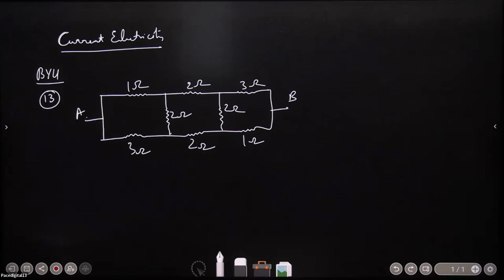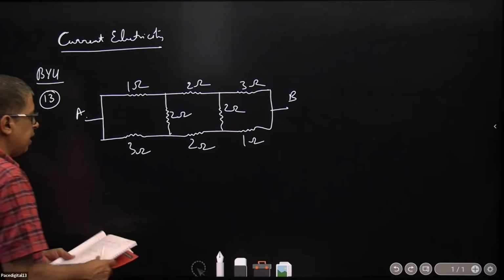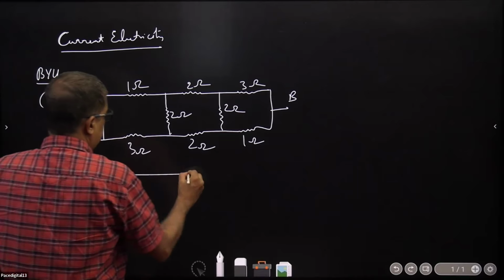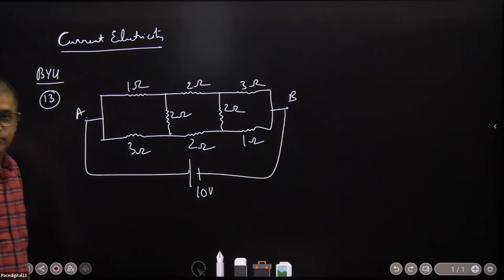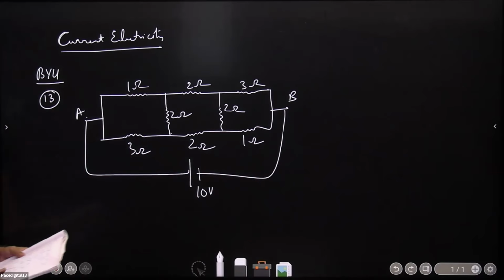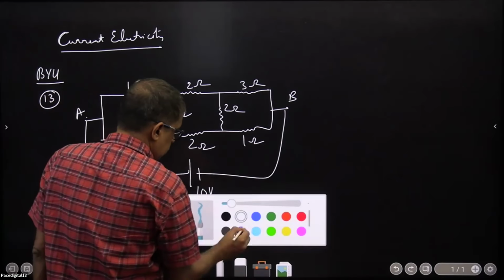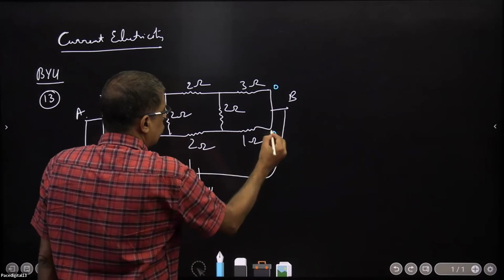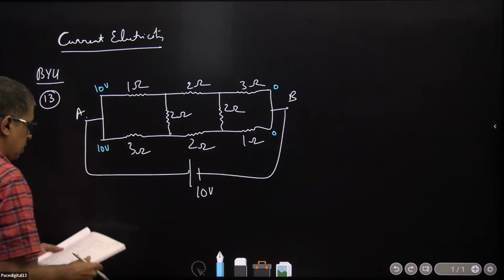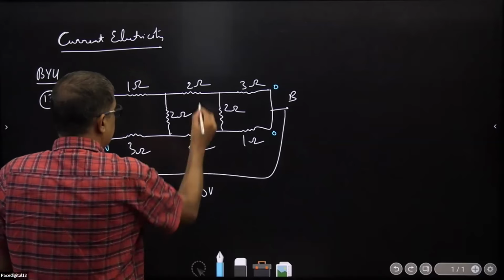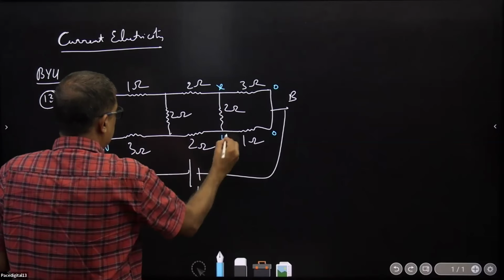Question. 8/3 is correct. You can arbitrarily take any battery here, equivalent resistance should be the same. Yes. I take 10. So if you take 0 volts here, this will be 10 volts and 10 volts. Yes. I took this to be X, this to be Y.